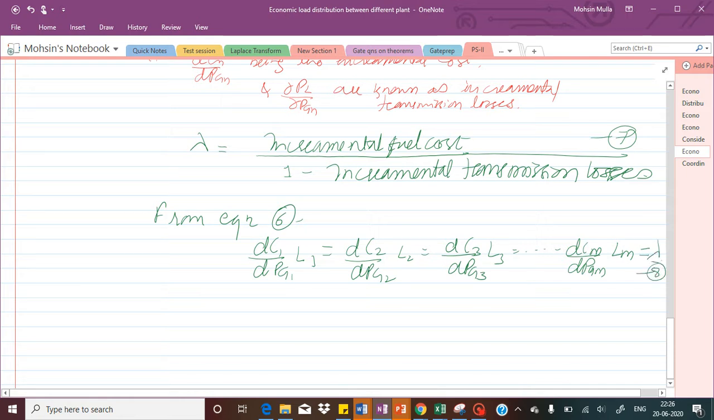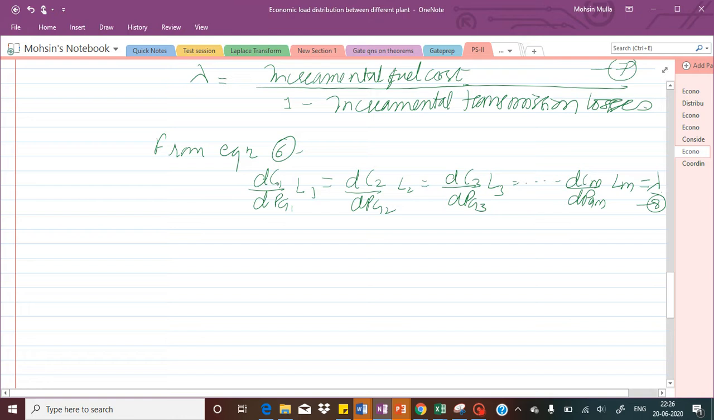So minimum fuel cost is obtained when the incremental fuel cost of each plant multiplied by its penalty factor is the same for all the plants. Here dC1 by dPg1 is the incremental fuel cost of the first plant, and L1 is the penalty factor of the first plant. Then dC2 by dPg2 represents the incremental fuel cost of the second plant, and L2 represents its penalty factor. The multiplication of those two will be equal to that of the first plant.